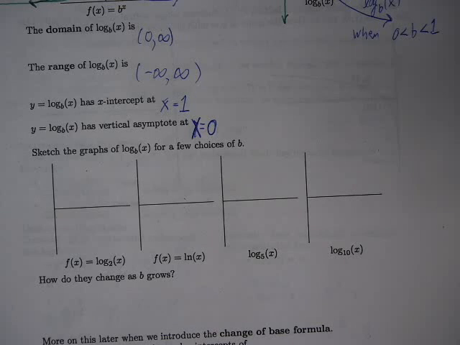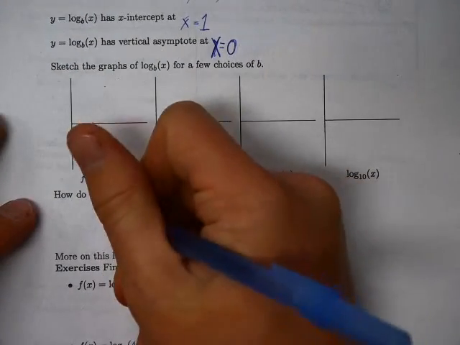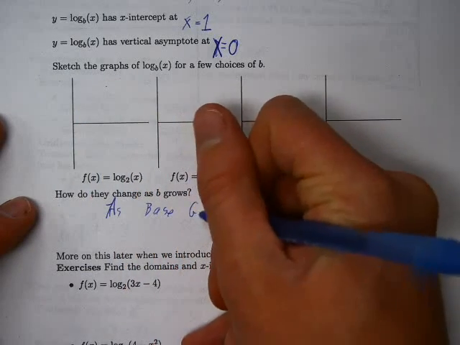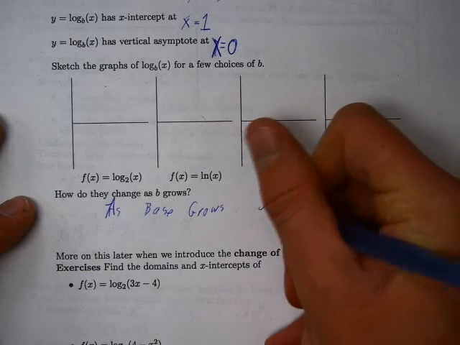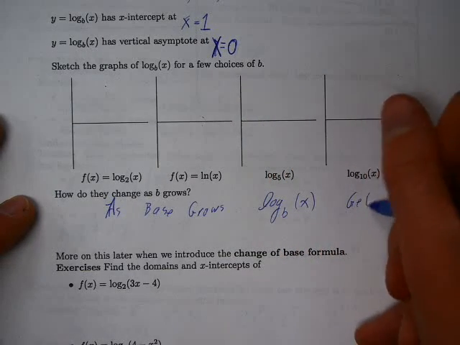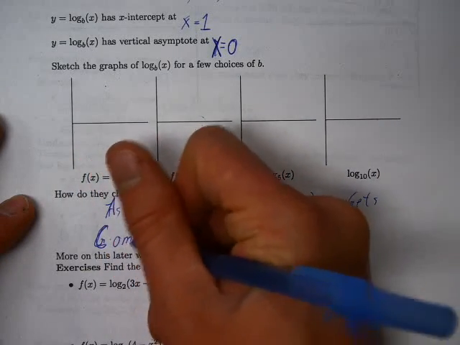Yeah, as the base goes up, they're getting squished down. So the larger the base, yes, I won't even bother drawing them. As the base grows, it looks like log base b of x gets, well, I'll even use the graphical one, compressed vertically.